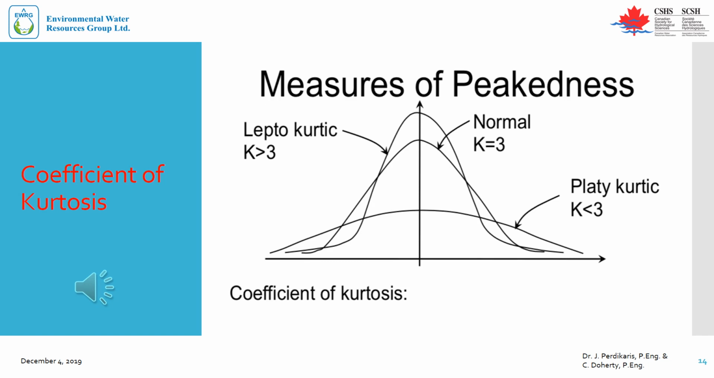The fourth moment about the mean is the kurtosis. The coefficient of kurtosis is a measure of the peakiness of the distribution.